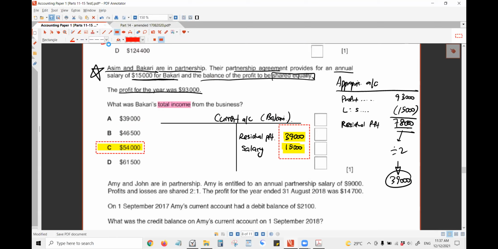So you have to do the income statement first, then do the appropriation account, then do the current account, and then do the SOFP. Here you have to work out the appropriation account first. Then you continue on to a current account. Then you get this figure. This is what they are looking for.